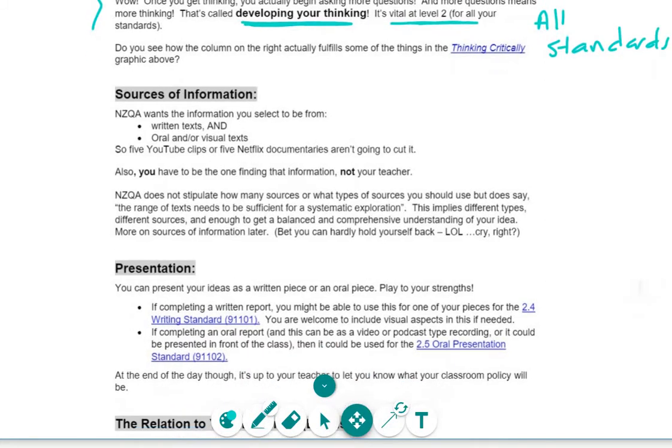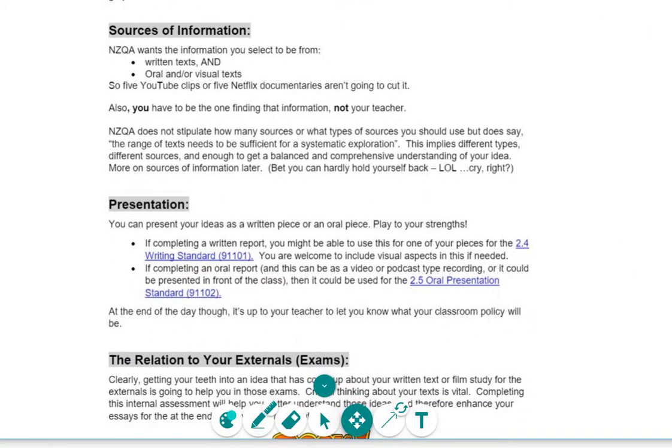Let's carry on now. So sources of information, NZQA, just so that you are really clear what your criteria involve. NZQA wants the information you select to be from written text and oral or visual text. It says oral and or visual text there because something like a documentary obviously is oral and visual, but you've got to have that range. So 5 YouTube clips or 5 Netflix documentaries are not going to cut it. You've got to have the written as well. The other thing is, remember, you have to be the one finding that information, not your teacher.